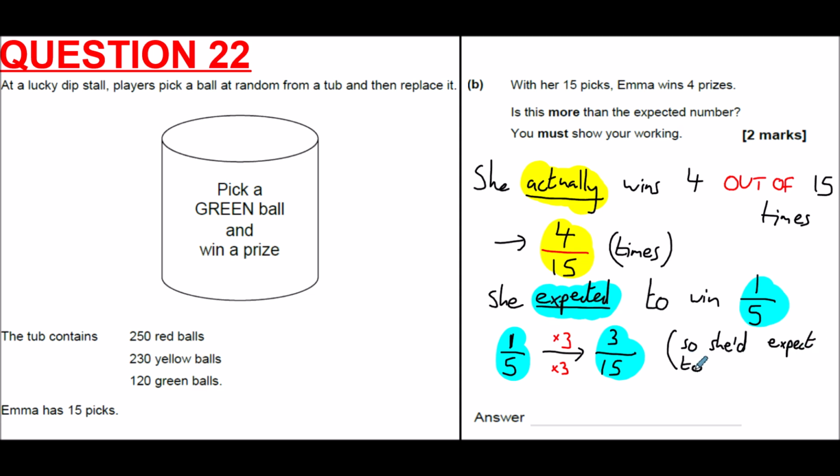Just put this in brackets here. So she'd expect to win 3 times out of 15. If she expected to win 3 times out of 15, but actually won 4 out of 15, then obviously that's more than the expected number of times she expected to win. So the final answer, just to answer the question as it says, is she actually wins more than the expected number of times.